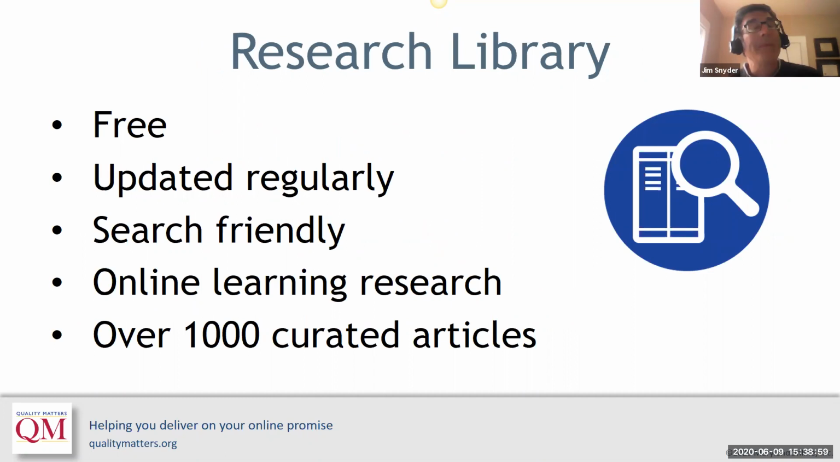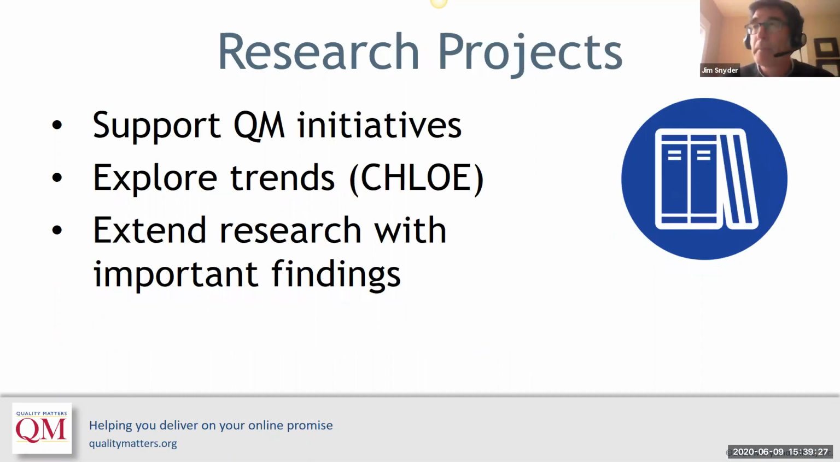On our website is our research library with over 1,000 curated, peer-reviewed articles, all talking about course design and online learning. So this is where we use these research articles when we are updating the rubric, but they're also out there for you if you're interested in going out there and reviewing those things.